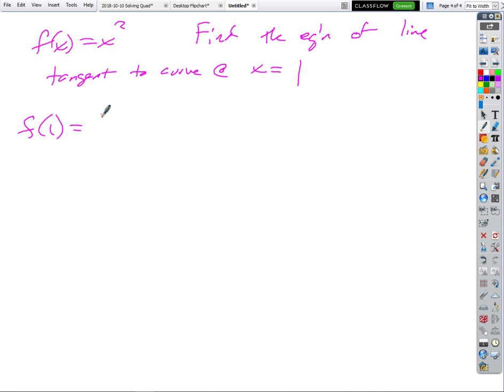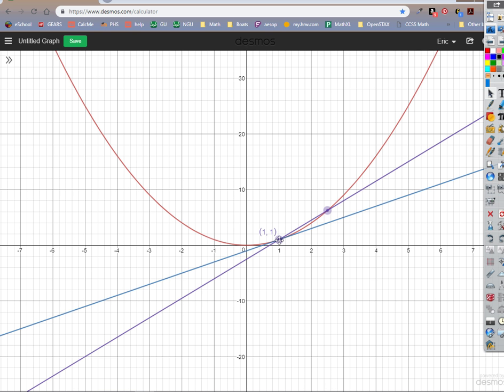What's f of 1? Both the difference quotient. One. Okay, so that tells us one important thing. That tells us that the point of tangency is at (1, 1), right? Do you see that? Okay, and if we look at our picture, there it is, there's our point of tangency at (1, 1). Scale's all messed up, but that's (1, 1).